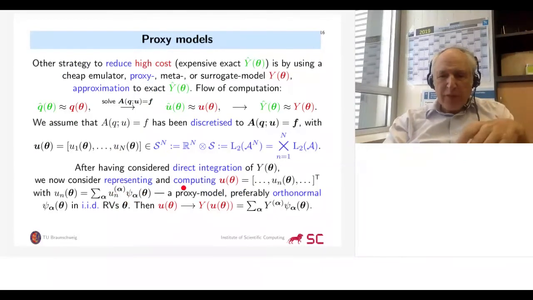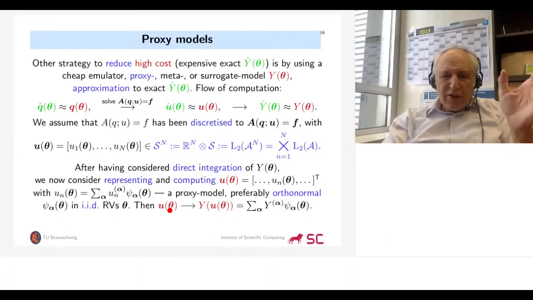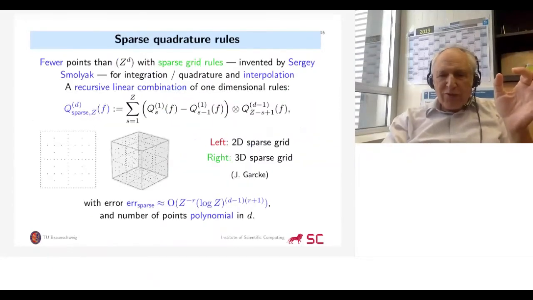And preferably, we would like them to be also independent. That means they have to be orthonormal random variables, in these IID random variables theta. That's the ideal thing. And then it's easy to compute from u theta, then it's easy to compute y theta, and then we have a cheap expression for y theta, which can be used in any of these rules which we've seen before.